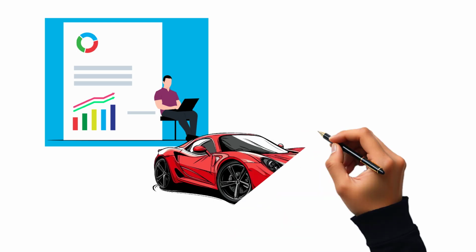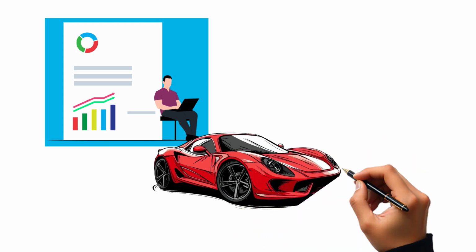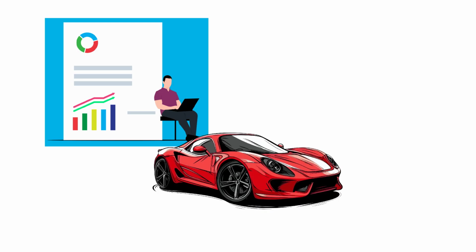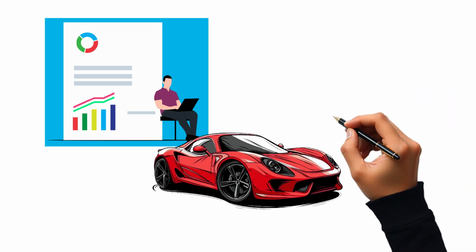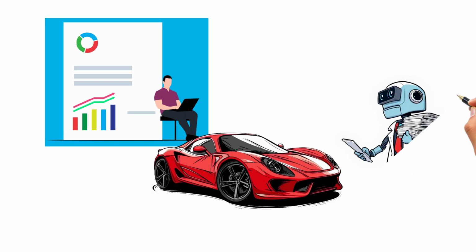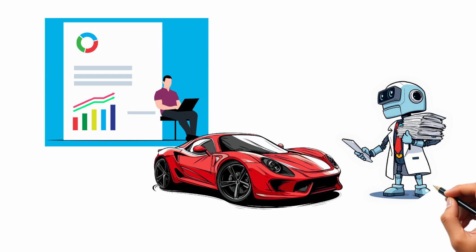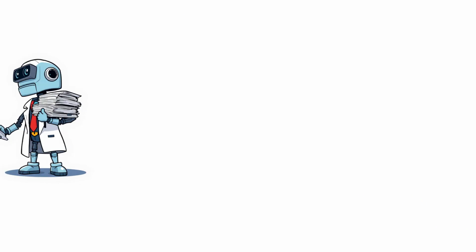The price of a car depends not only on its age, but mileage, features, technical condition, demand seasonality, and even the color matter. Accounting for all of these factors manually is very hard. That's where machine learning comes in. Instead of manually analyzing data, we teach algorithms to find patterns on their own.